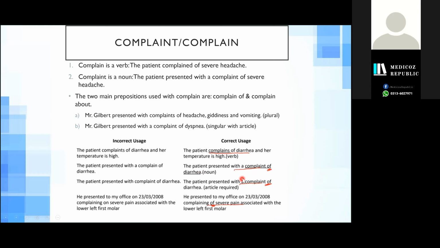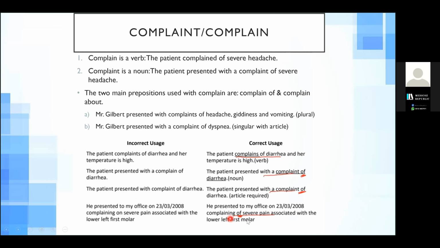The patient presented with a complaint of diarrhea, because this was one complaint and it was a singular noun, so we added an article before this. The patient presented with a complaint of diarrhea, again the same, showing that an article is required. He presented to my office on 23/03/2008 complaining of severe pain associated with the lower left molar. Now, again, we are changing the form of the word, that is the verb, and we cannot use the word complaint here. I hope this is clear.